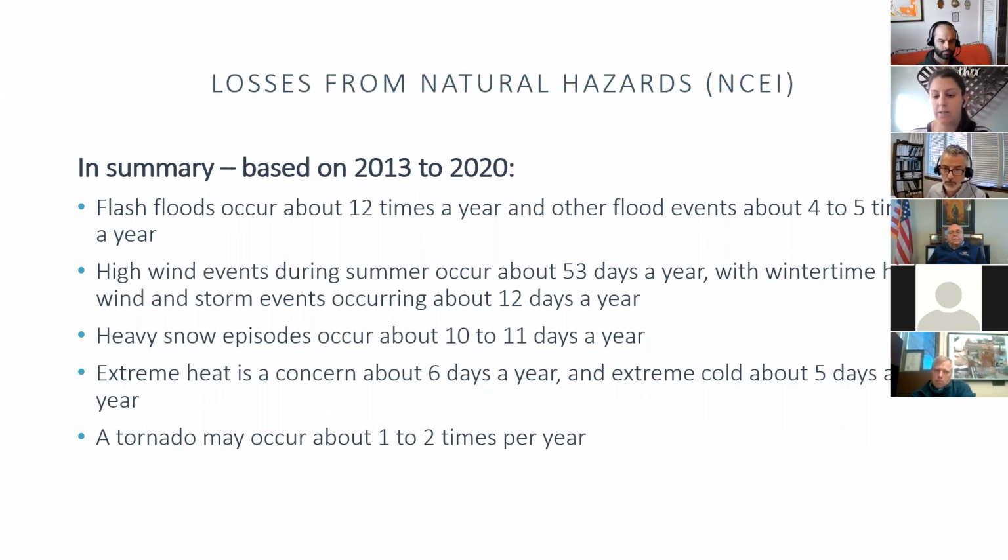So again, like I said, we like to break this down and look at the episodes. So in general, we could say these words about these numbers. A flash flood in the region could occur about 12 times a year, while another flood event 4 to 5 times a year. High wind events about 53 days a year, while wintertime wind and storm events about 12 days a year. Heavy snow about 10 to 11 days a year, which I know after hearing some of the reports, it's not always the case, but extreme heat and extreme cold about 5 to 6 days a year, and then a tornado 1 to 2 times per year.